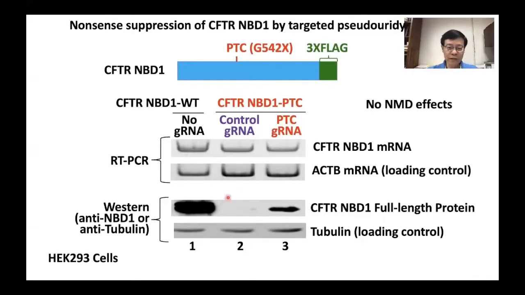But at the protein level, you can see when the control guide RNA was co-transfected, there was no full-length protein detected. But when you co-transfect with PTC-specific guide RNA, now you see the full-length protein is detected. Okay, but here again, all experiments described so far were done in HEC293 cells. What about the CFTR-related cell lines?